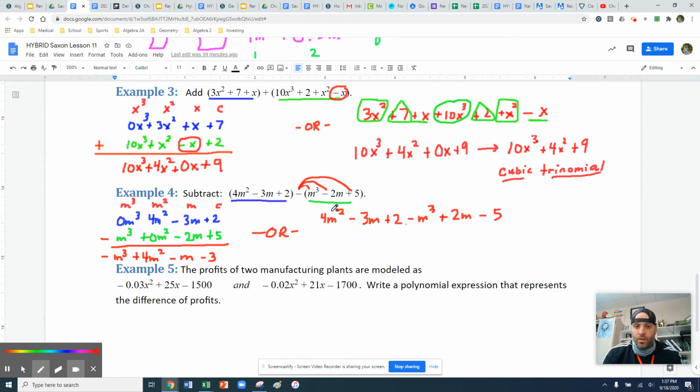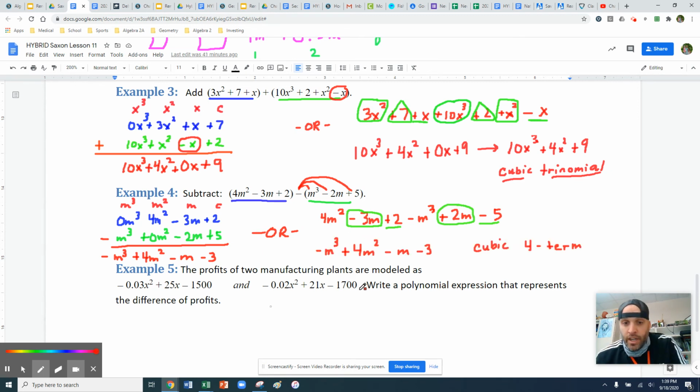Just a quick note, when I changed each of those terms to its opposite, I got a negative m to the third, a positive 2m, and then a negative 5. Now we're ready to add those terms together like we did on the previous problem. I've taken a look at the polynomial and found that the m's can combine together and then the constants can combine together. After combining the like terms, we'll have a negative m to the third plus 4m squared minus m minus 3, and that would give us a cubic 4 term.